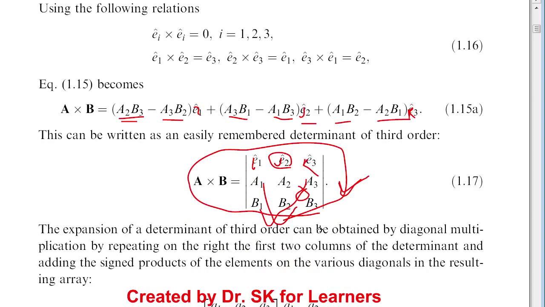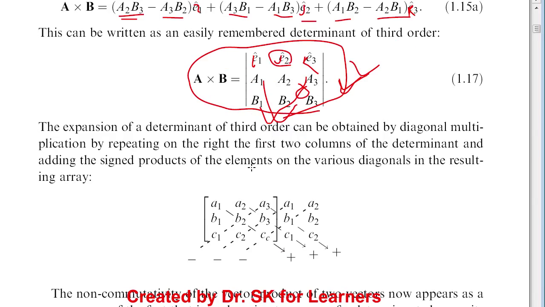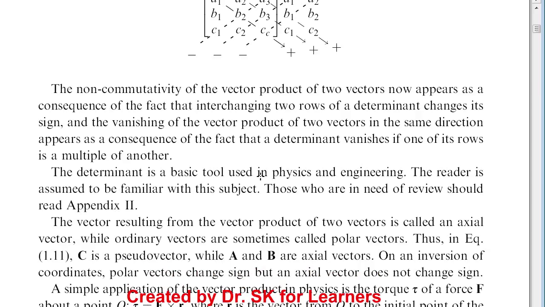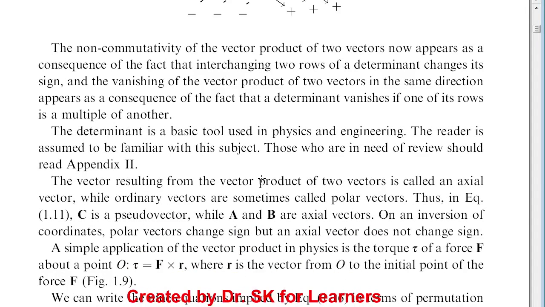So that is why you can write cross product in terms of determinant and it's quite easy to multiply them and find out the value. Once you know one of the vector operators, you will be able to understand how the other operator works.